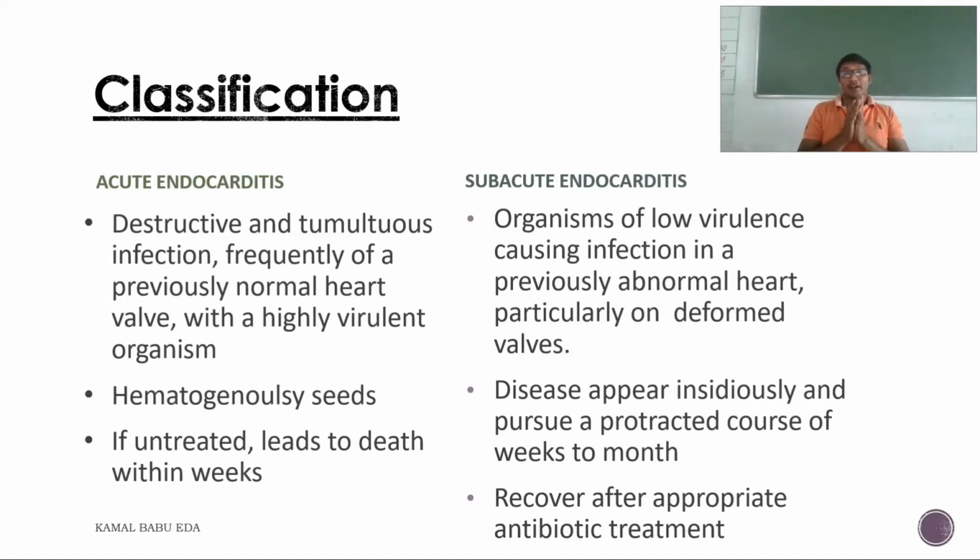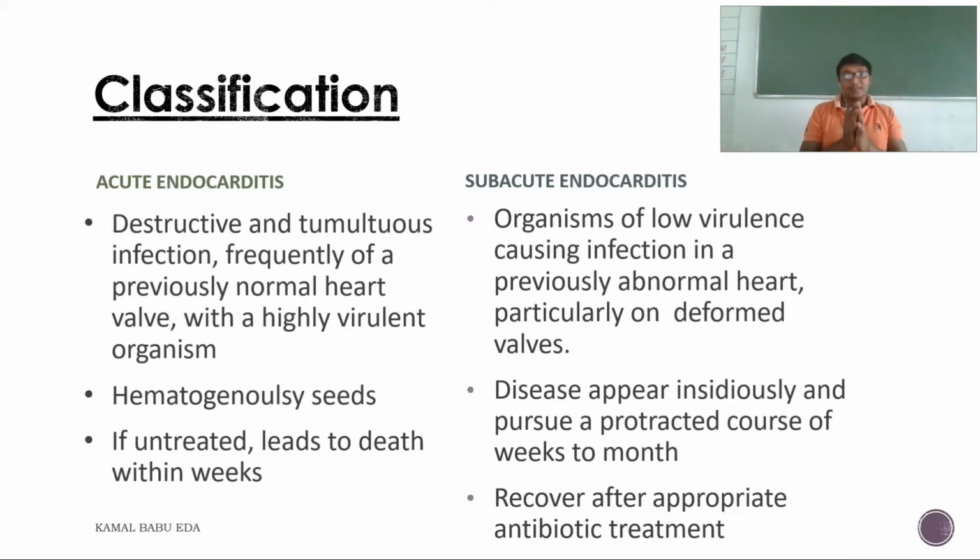Next we'll see what subacute endocarditis is. Acute endocarditis is mainly caused by a highly virulent organism, but in subacute endocarditis the organisms are of low virulence, and the infection occurs mainly in an abnormal heart, meaning any kind of valvular disease or deformed heart valve. Even a low virulent organism can go and cause infection there, and this disease appears insidiously and pursues a protracted course of weeks to months. Only when the patient is given proper antibiotic treatment does the person recover.